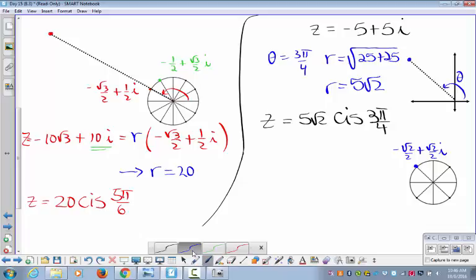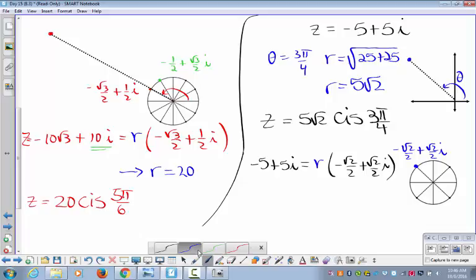And then we are saying to ourselves, all right, this number minus 5 plus 5i, is it a scalar multiple of that? Is there an r that I can multiply that point by to get the negative 5 plus 5i? And the answer is yeah, sure. If we multiply this number by 5 root 2, we're going to get minus 5 here. You're going to see that?